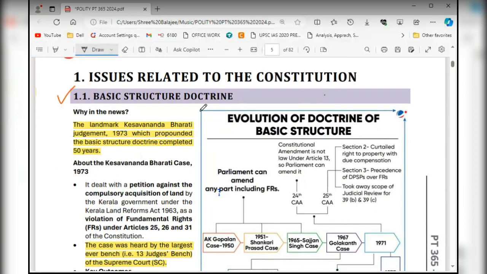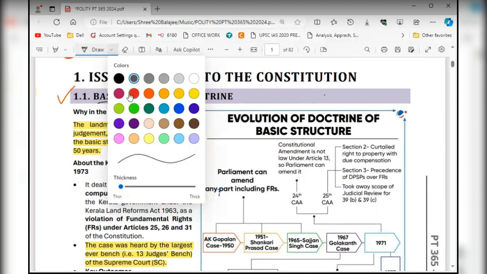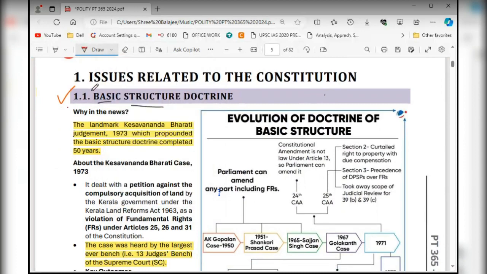Okay. So now, first of all, let us see what we mean by basic structure. Whenever you don't understand any keyword, try to break it into words. For example, we have basic. Basic means something which is fundamental, and structure is a kind of comprehensive design of something, and then doctrine is kind of a law or a principle.